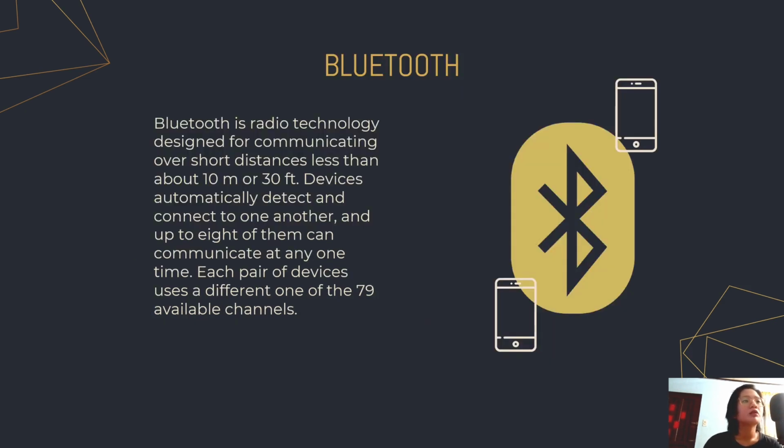Bluetooth. Bluetooth is radio technology designed for communicating over short distances, less than about 10 meters or 30 feet. Devices automatically detect and connect to one another, and up to 8 of them can communicate at any time. Each pair of devices uses a different one of the 79 available channels.